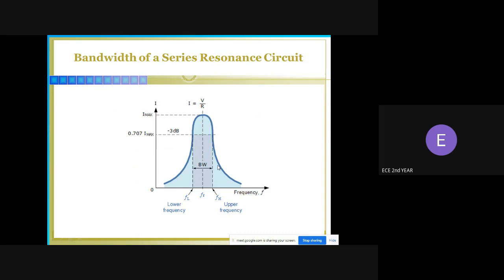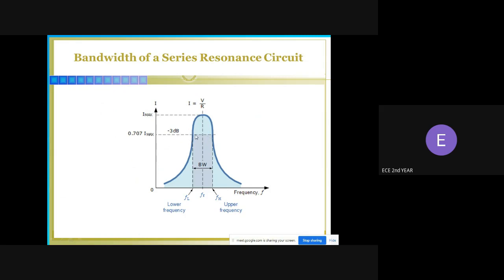So what is the bandwidth? It is the difference between the lower cutoff frequency and the upper cutoff frequency. We can get the maximum current I equal to V by R at one condition, and we obtain 0.707 of its maximum value at two frequencies. We can obtain the same value two times.